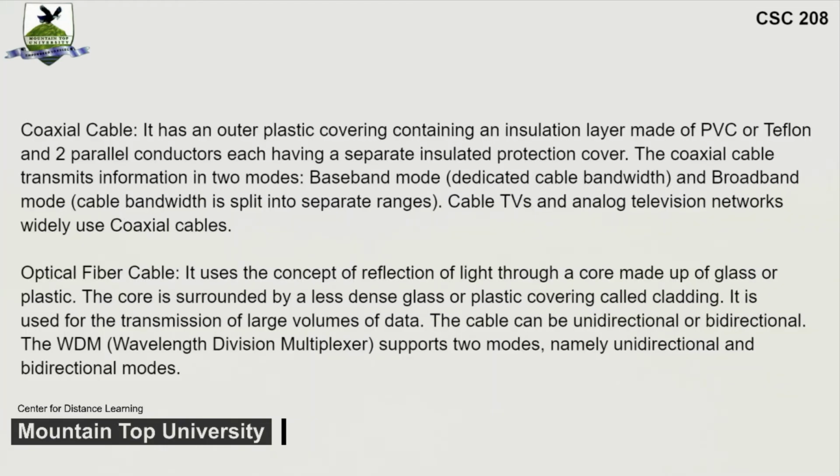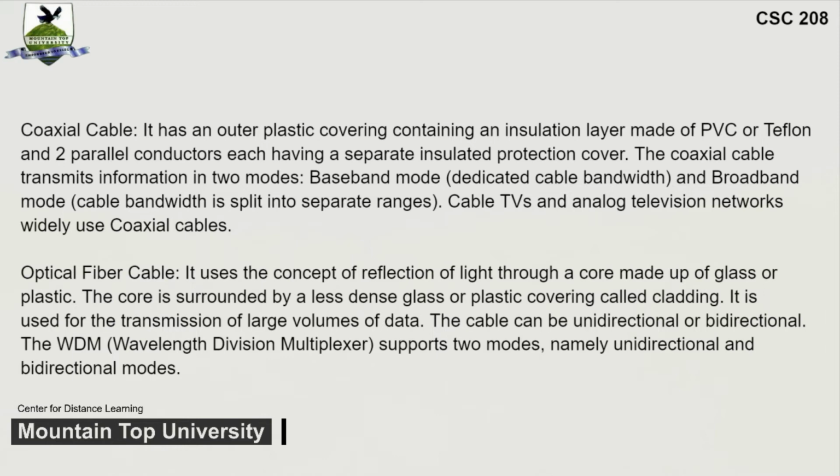Coaxial cable. It has an outer plastic covering containing an insulation layer made of PVC or Teflon and two parallel conductors, each having a separate insulated protection cover. The coaxial cable transmits information in two modes: baseband mode, dedicated cable bandwidth, and broadband mode. Cable bandwidth is split into separate ranges. Cable TVs and analog television networks widely use coaxial cables.